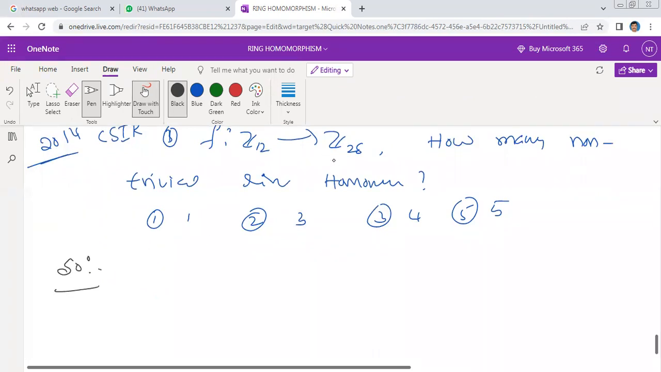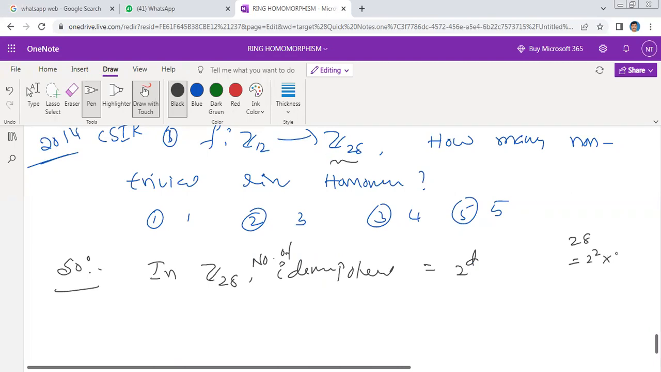Now I want to calculate the idempotent elements in Z28. How many idempotent elements are there in Z28? The number of idempotent elements is equal to 2 to the power d, where d is the number of prime factors of 28. 28 is equal to 2 squared times 7, so 2 and 7 are the primes. So 2 to the power 2 is equal to 4.